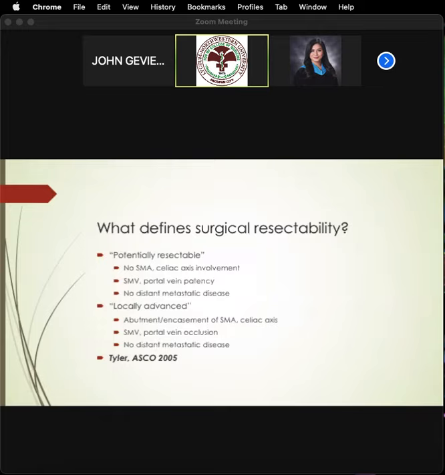So what defines surgical resectability? We label this as potentially resectable because we don't know if you have requested a good quality CT scan or not. So potentially resectable means there's no SMA or celiac axis involvement. The SMV, the portal vein, is also patent. And there's no distant metastatic disease. But for locally advanced, there's already abutment or encasement of SMA, celiac axis, occlusion of SMV and portal vein. But sometimes locally advanced doesn't mean that there's distant metastatic disease. Sometimes it doesn't have metastatic disease yet.